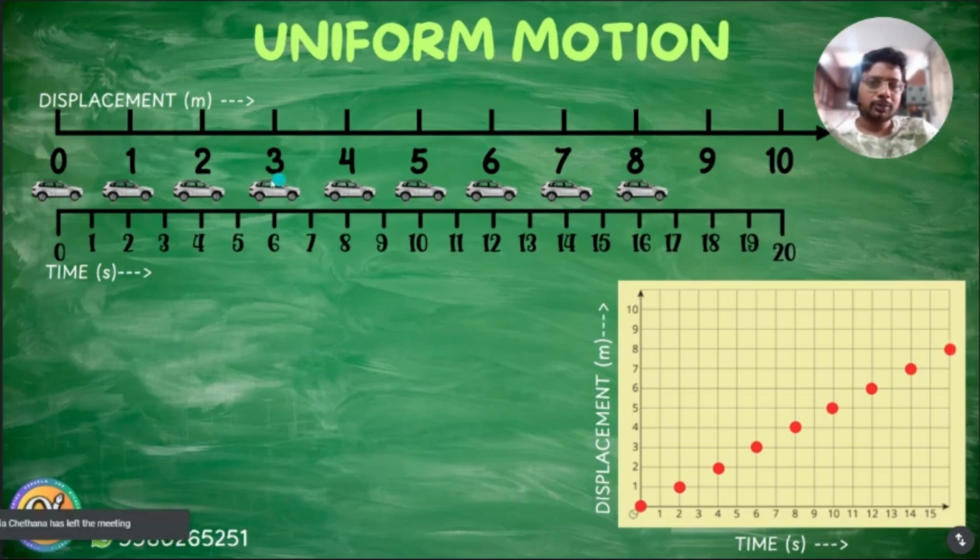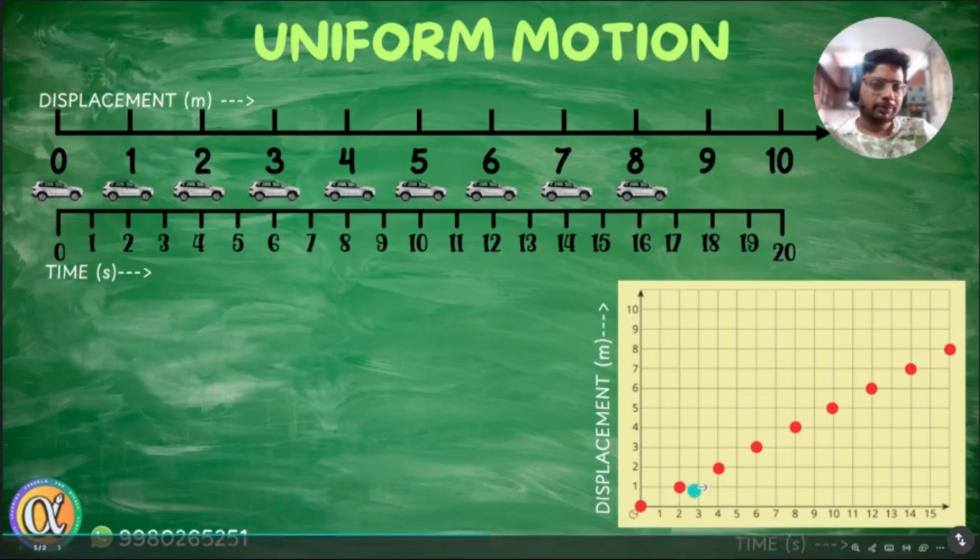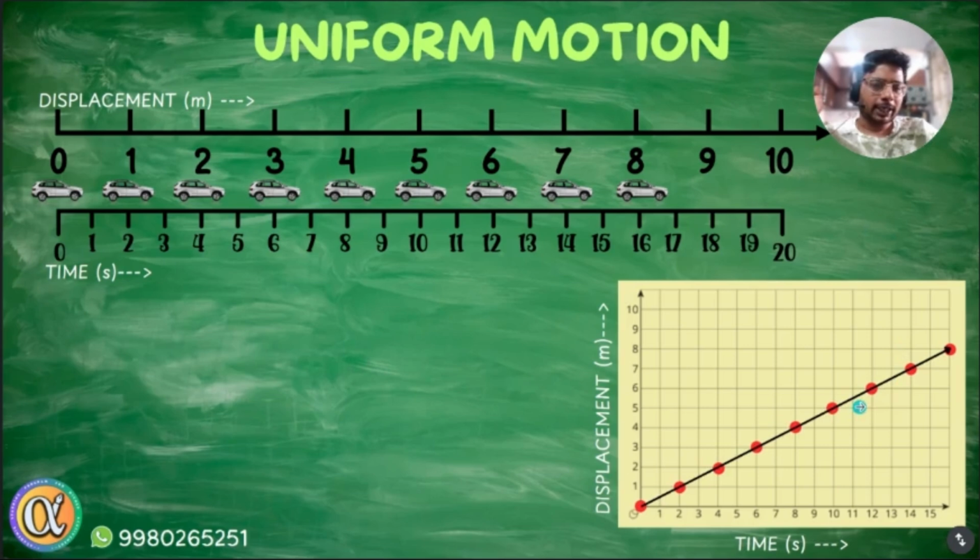This car is just moving in a straight line, going forward. But when we draw the displacement time graph, the graph goes in an upward direction. So to complete the displacement time graph, we can just put an arrow like this, and this is our displacement time graph for the motion.